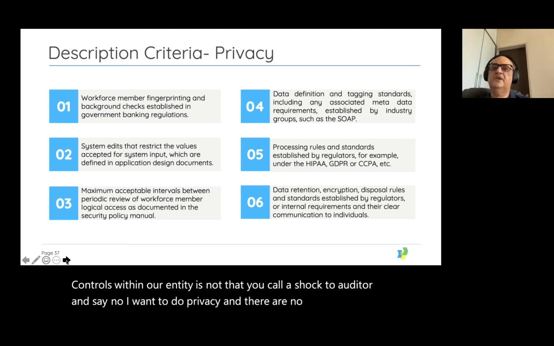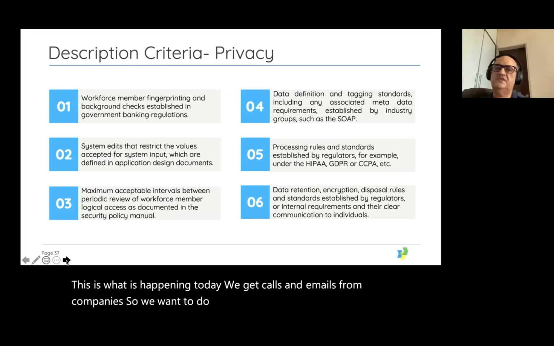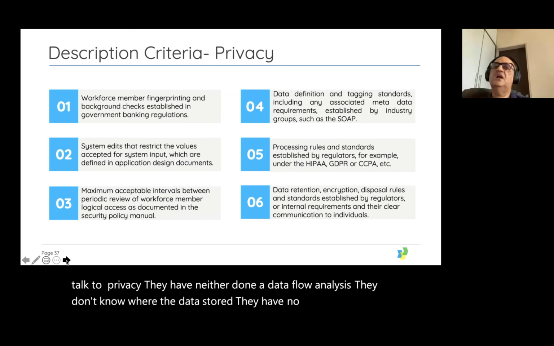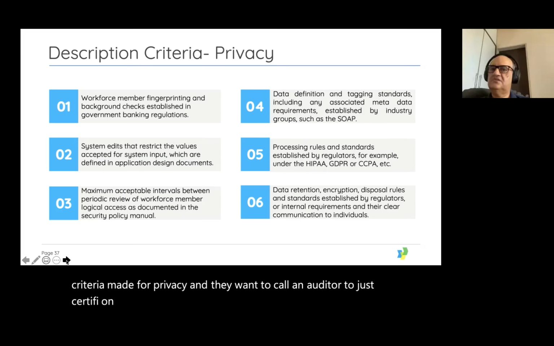This is what is happening today. We get calls and emails from companies. So we want to do a privacy audit. We want to cover SOC 2 for privacy. They have neither done a data flow analysis. They don't know where their data are stored. They have no description criteria made for privacy, and they want to call an auditor to just certify on the privacy, which does not happen.